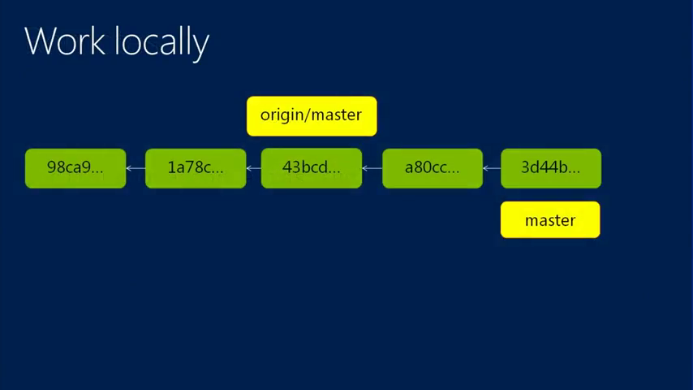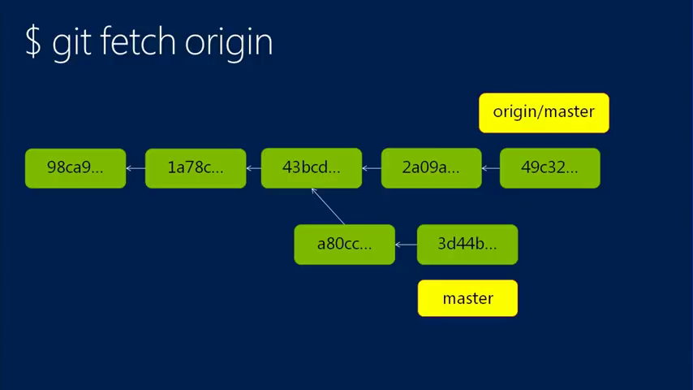So we have a reference through to our origin master. We've cloned it. We've got the remote set up. We know where it is. We do some work locally. We can then ask the server, well, everybody else has been working. I want to get the latest for what everybody else has been doing. And we use the git fetch command for that.